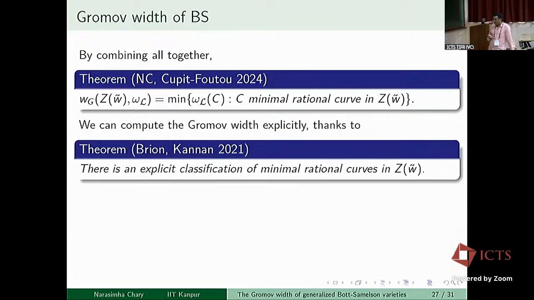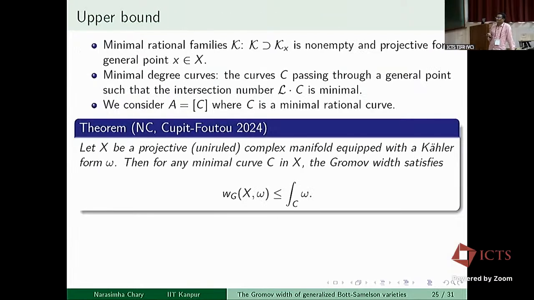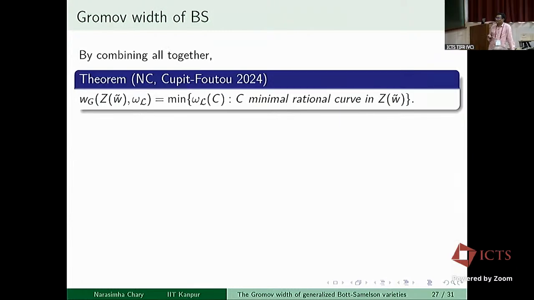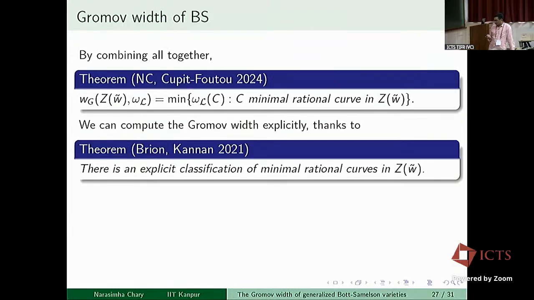Actually, when we prove this, this is not the one we used in our work on Gromov width of Bott-Samelson varieties. There we used a result of Michel and Kannan. They have given very explicitly the minimal rational families on Bott-Samelson varieties. We use their explicit characterization to obtain an upper bound of the Gromov width in the case of Bott-Samelson varieties. They are given very explicitly, so that's why we can make use of them.